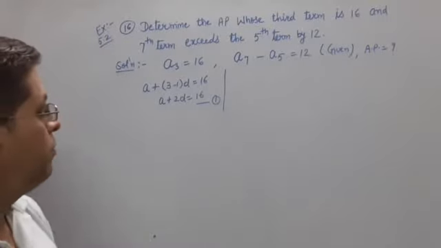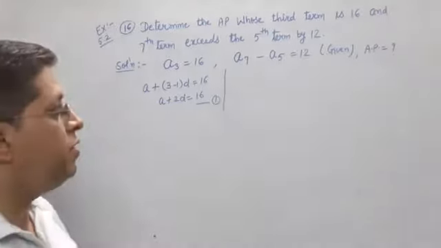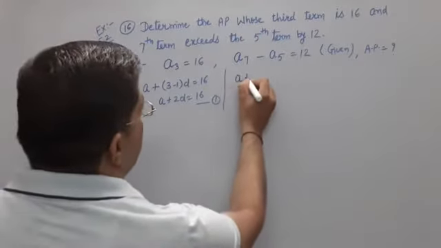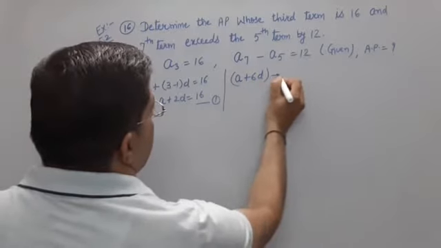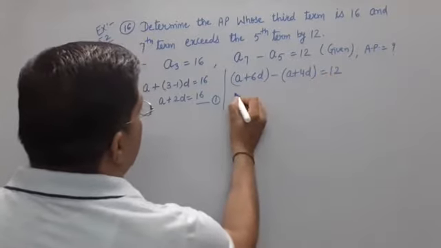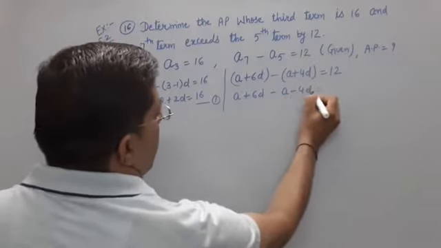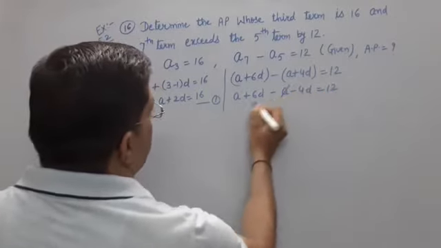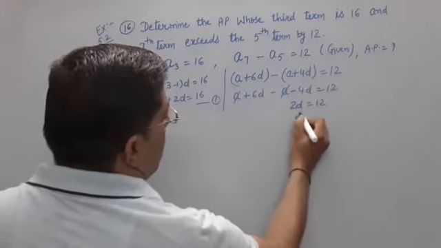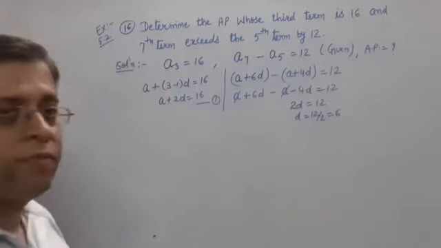Now see the second one. A7, now I am writing directly. A7 means A plus 6D. A5 means A plus 4D. See, I am writing A plus 6D minus A plus 4D is equal to 12. Now I am removing the brackets. A plus 6D minus A minus 4D is equal to 12. A cuts A. 6D minus 4D is 2D is equal to 12. Then D is equal to 12 upon 2, I can say 6.